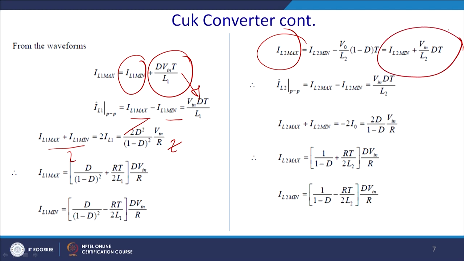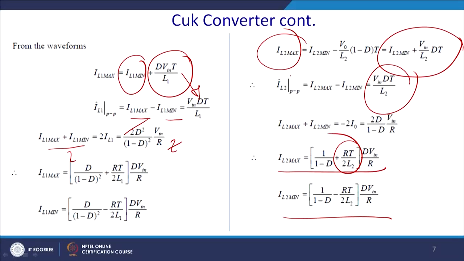You can replace this equation by VIN by L2 into DT, since V0 has a negative sign of this VIN, so the negative sign will be absorbed. So the ripple in the second inductor will be IL2 max minus IL2 min. That value will be VIN DT by L2. The average value will be half of this value, that is 2 I2 equals 2D(1 minus D) VIN by R. So I2 max will be this value, and I2 min will be this value. This will be the factor RT by 2L2 into this factor, which is a common part of it. All this analysis has been done considering low inductor ripple and low capacitor ripple, in continuous conduction mode.